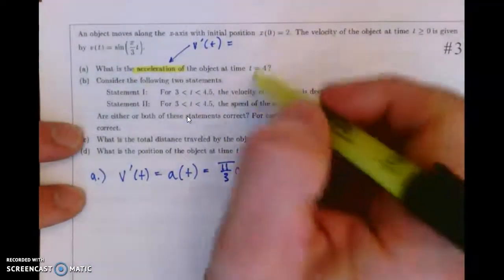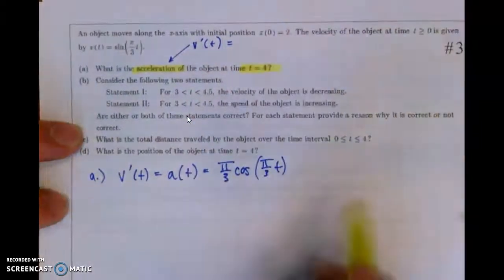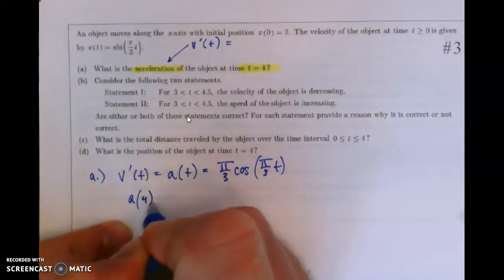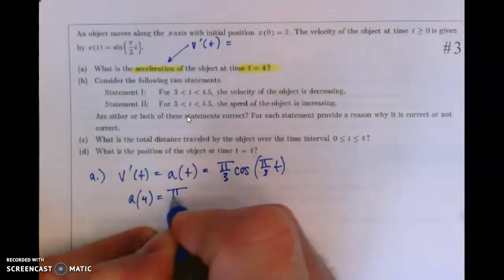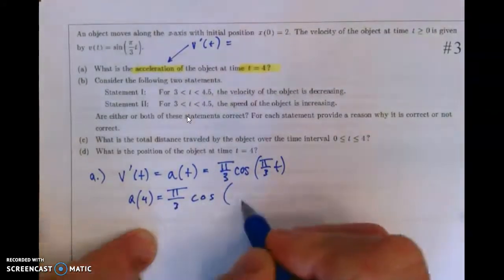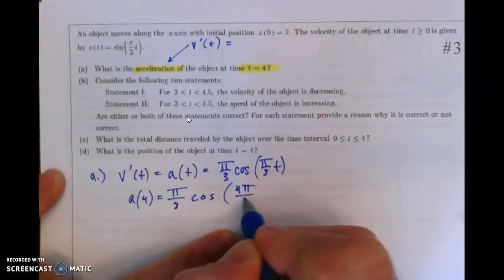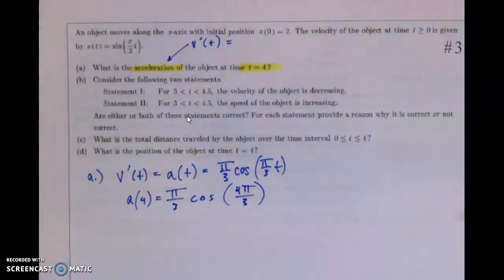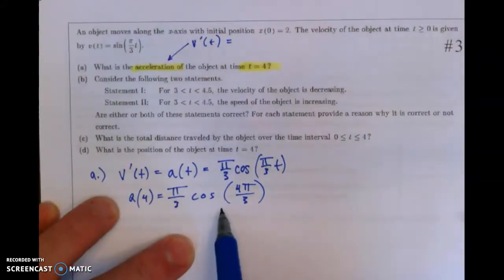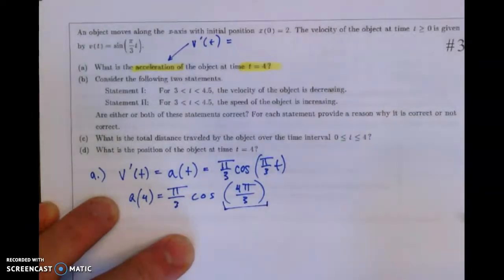The acceleration is v prime. Now we need to evaluate at 4. So we're looking for a of 4, which means we're evaluating this function at 4. All right, so I'm going to let you do this again, but this is an important way to think through this. So I'm going to walk you through it. Okay, so to do this we need to think of it as a reference angle.